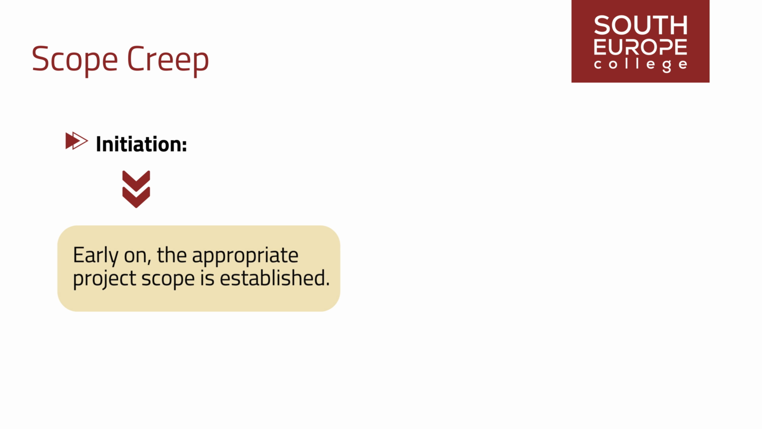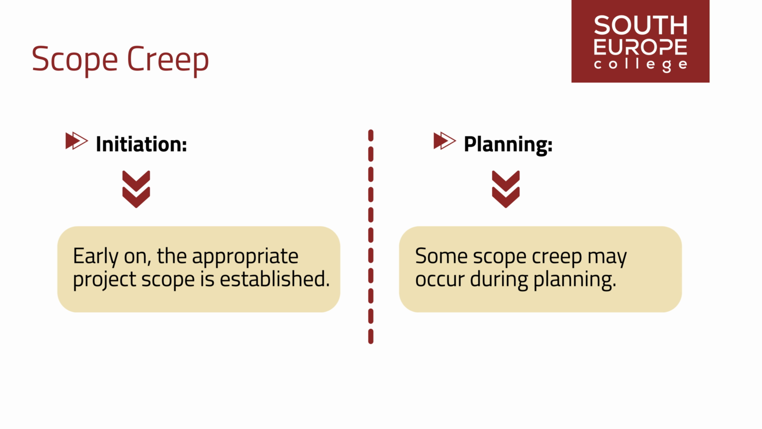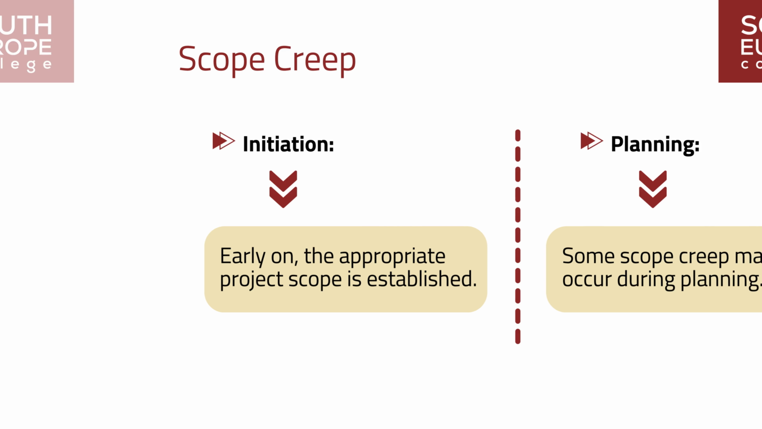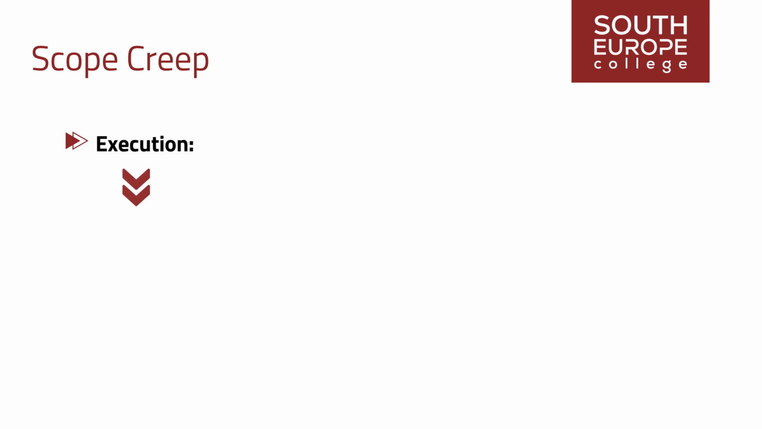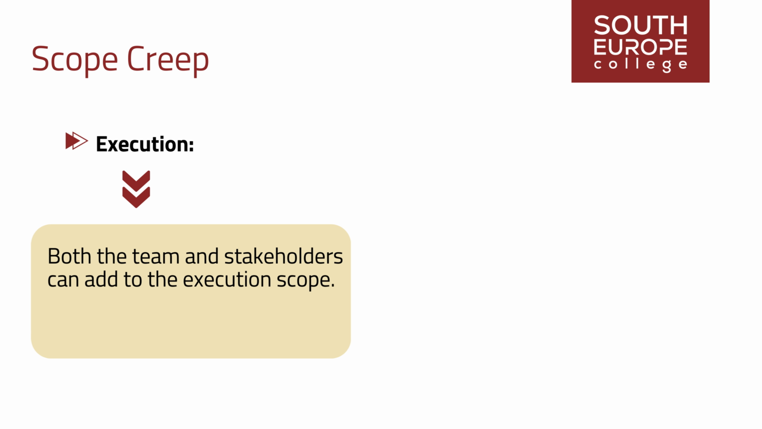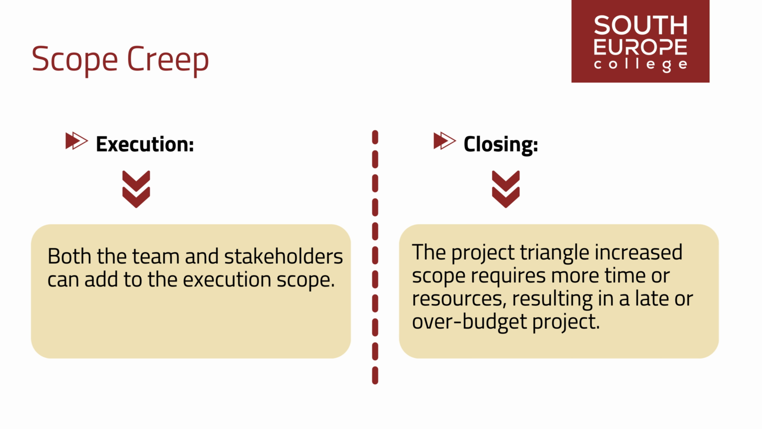Initiation. Early on, the appropriate project scope is established. Planning. Some scope creep may occur during planning. Execution. Both the team and stakeholders can add to the execution scope. Closing. The project triangle: increased scope requires more time or resources, resulting in a late or over-budget project.